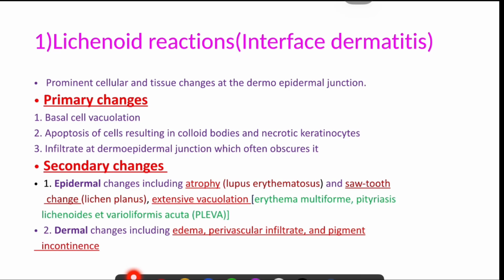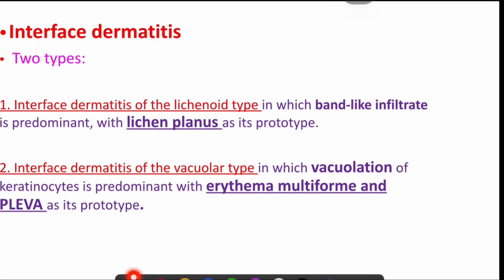So, interface means at the junction there are primary changes and secondary changes. Primary changes include basal cell vacuolization, apoptosis, where you find colloid bodies and necrotic keratinocytes, and infiltrate at the dermo-epidermal junction, which often obscures this junction. Secondary changes include, in the epidermis, atrophy and sawtooth appearance, extensive vacuolization, and dermal changes include edema, perivascular infiltrate, and pigment incontinence.